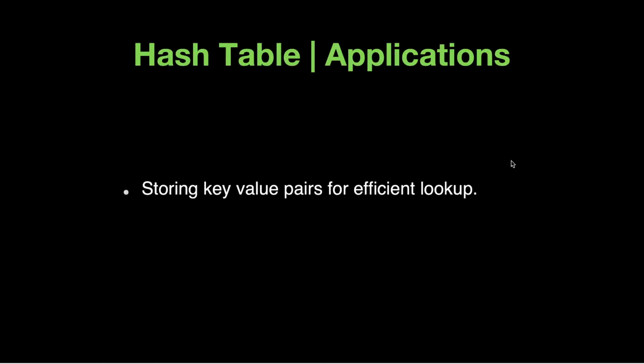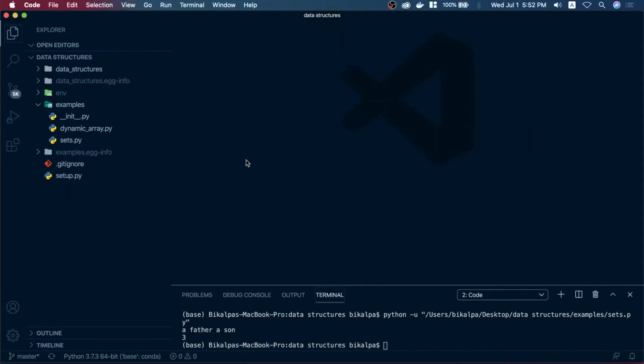Okay. So the application of hash tables is to store key value pairs for efficient lookup, right? We clearly see that if the hash table is implemented correctly and the hash function is optimal, then we can access the elements in O(1) time, that is constant time. We can insert in constant time, we can search in constant time. That is really useful and really helpful. So let us see how hash tables are implemented in Python.